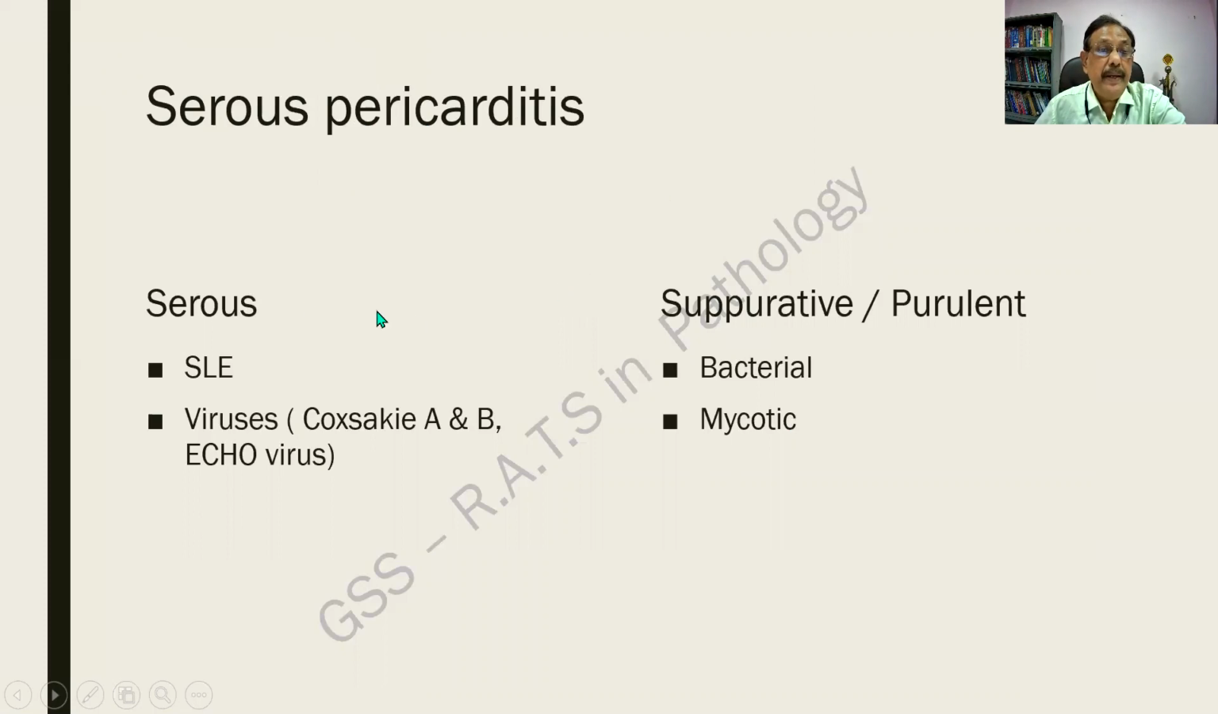And serous pericarditis occurs in SLE or in viral infections. I'm not going to go into the details. There is something called serous pericarditis. Suppurative or purulent, you people know, is mainly the formation of pus. It occurs in bacterial infections, sometimes in mycotic infections. So there can be a suppurative pericarditis or a purulent pericarditis.